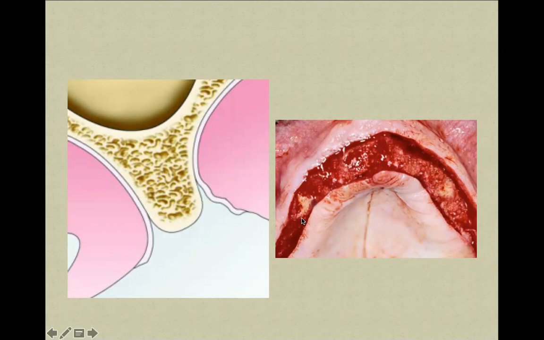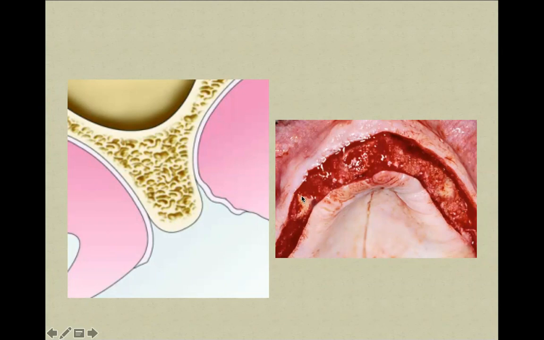It depends on your preoperative plan, what you're planning to do. For that kind of bone, for this particular clinical case, it is enough to expose it in this manner.